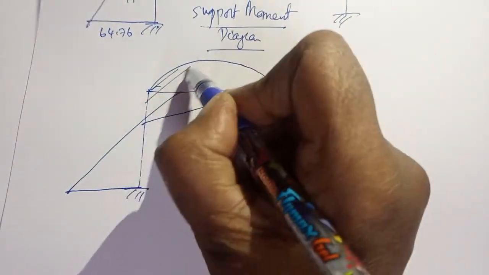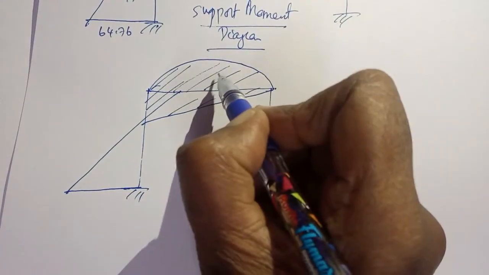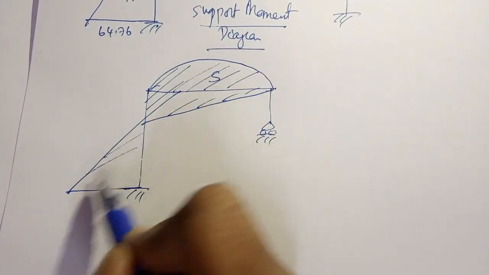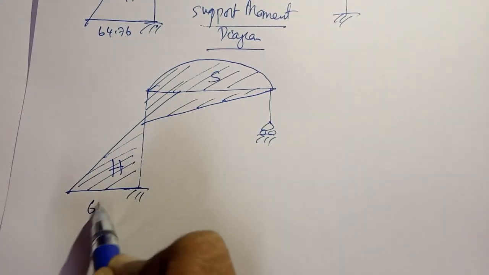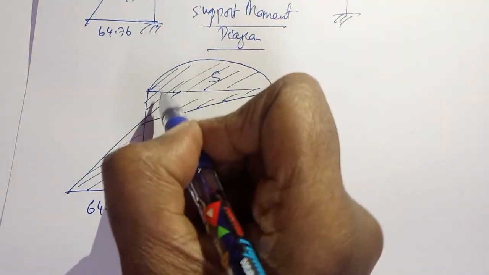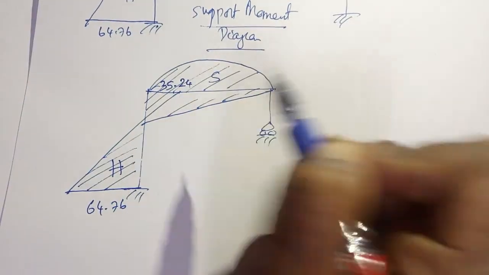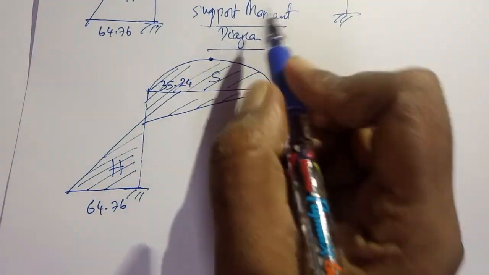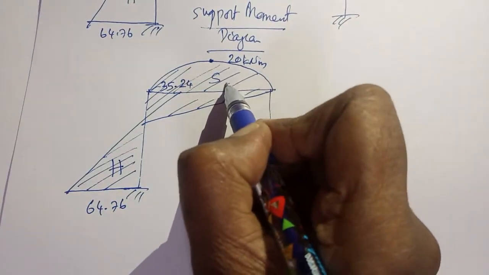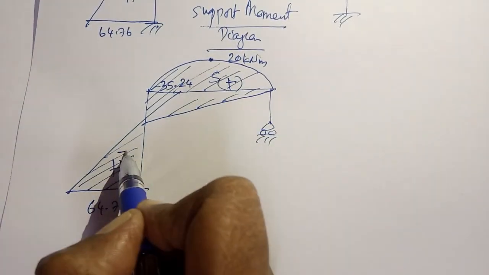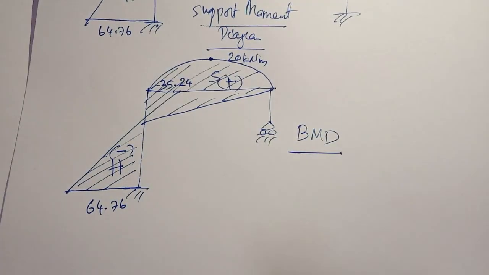So this much portion is totally in sagging. This portion is in hogging, 64.76, 35.24, and this value is 20 kilonewton meter. So sagging is positive, hogging is negative. This is the total bending moment diagram.